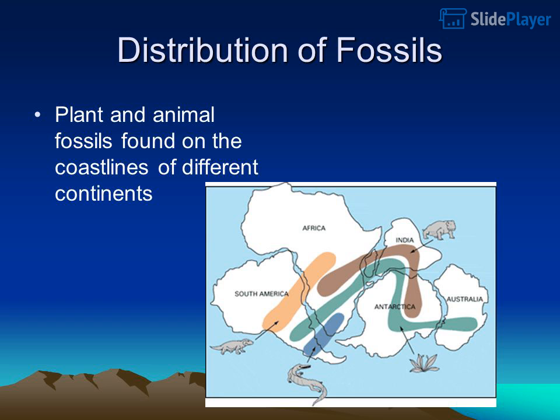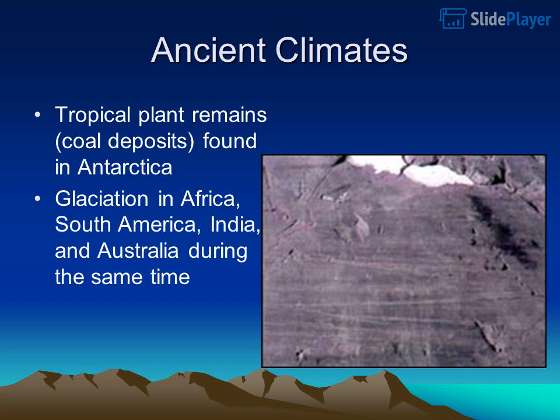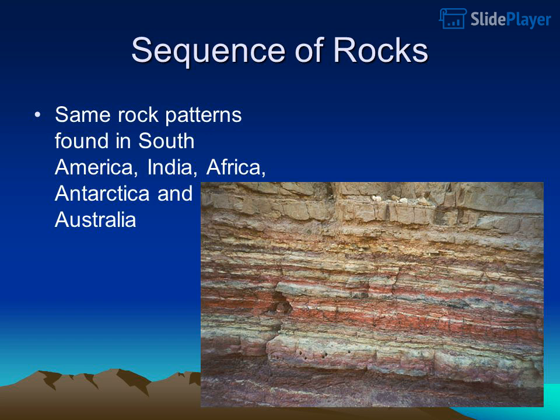Distribution of fossils. Plant and animal fossils found on the coastlines of different continents. Ancient climates. Tropical plant remains and coal deposits found in Antarctica. Glaciation in Africa, South America, India, and Australia during the same time. Sequence of rocks. Same rock patterns found in South America, India, Africa, Antarctica, and Australia.